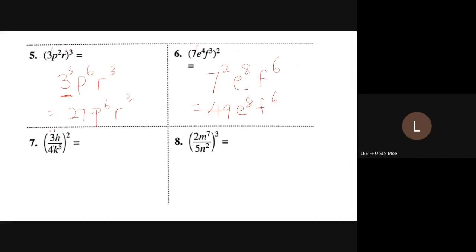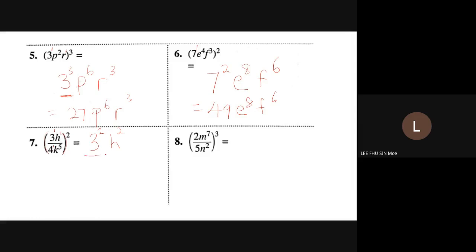Okay, for this one, you see it's different from the previous example because this bracket is overall. So this 2 here has to multiply with all the index inside the bracket. So 3 is power of 2 because 1 times 2 is 2. H is power of 2 because there's nothing here, right? Nothing also means 1. Okay, you have to put 1. 1 times 2 equals 2.